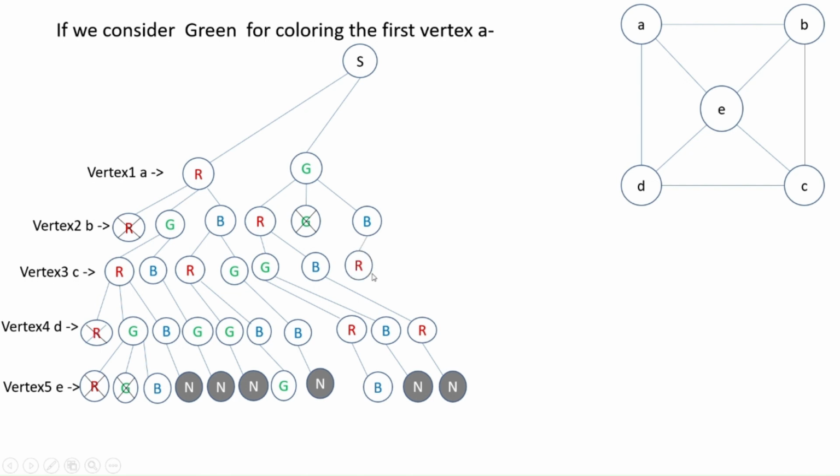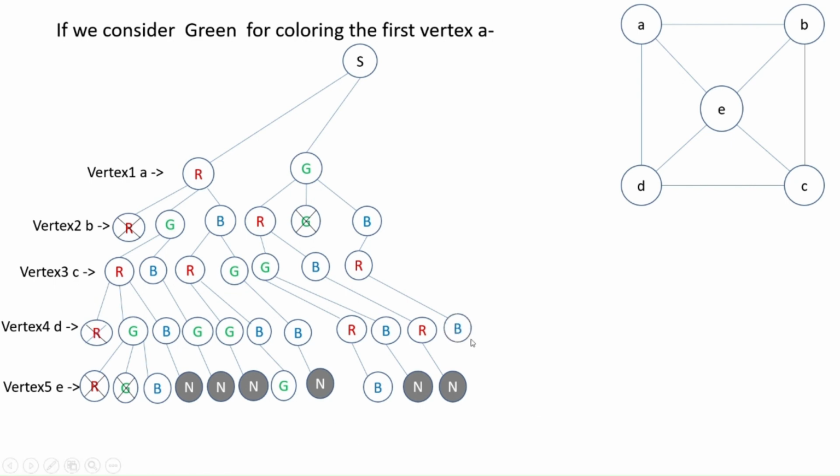Now, are we able to color the fourth vertex again with red? No, it is not possible. Can we color it with green? It is also not possible because 1 and 4 are adjacent to each other. So we are also not able to color with green. But we can fill with blue, right? So we are coloring with blue.